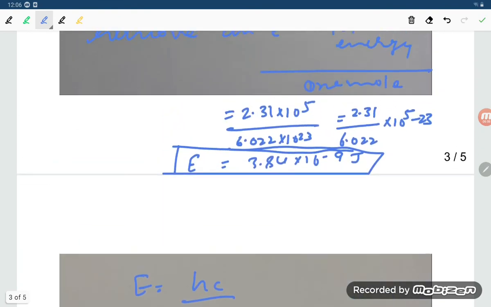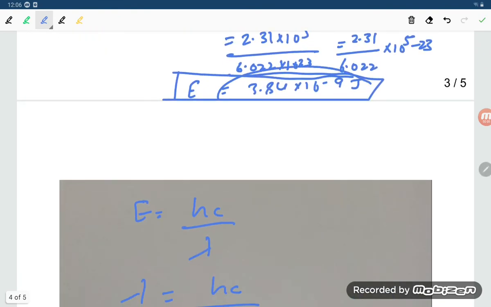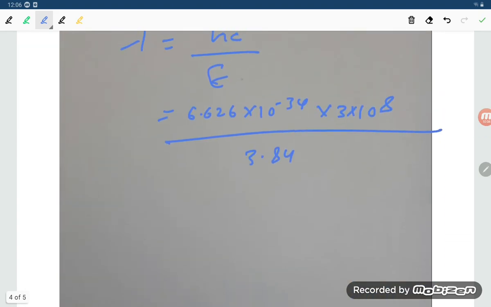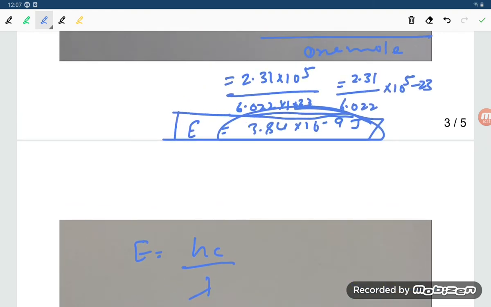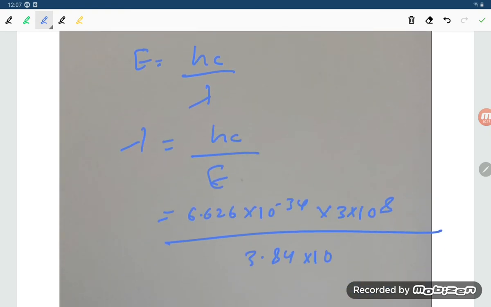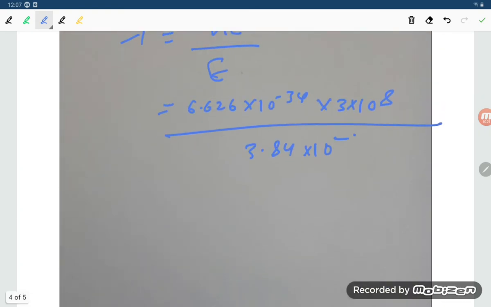You can check here, E is 3.84 into 10 power, minus 9 or 19? How much is coming, student? It is 19, not 9. 10 power minus 19. It is taking too much time, student. This is a long question. You should skip this type of question in the exams; generally it will not come. Now solve the numerator and denominator.